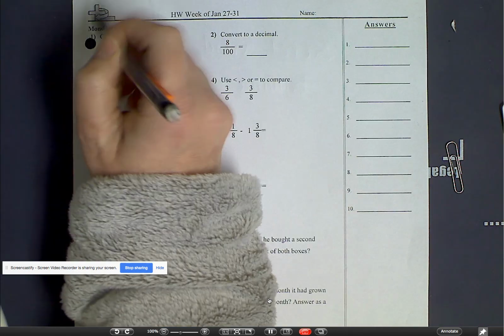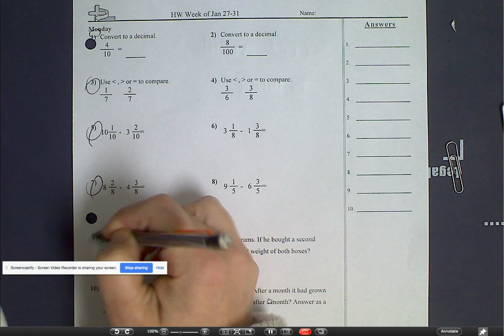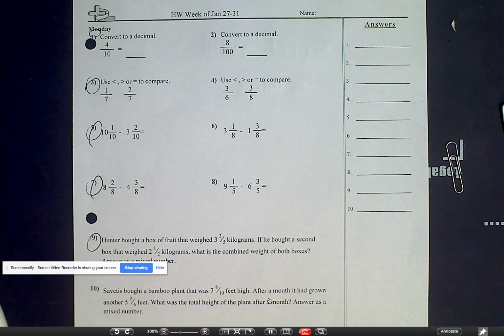I'm going to do number one, number 3, number 5, 7, and 9. I'm going to do all the odds. So you should not get any of these odd problems wrong, okay, because I'm doing them with you. All right, so number one, it says convert to a decimal, and we have 4/10.